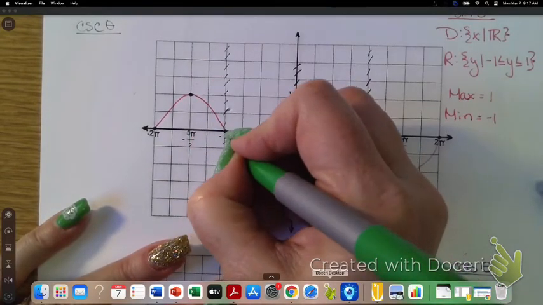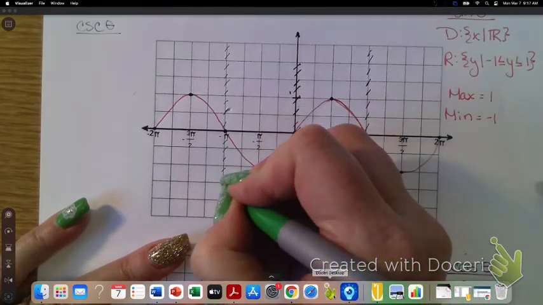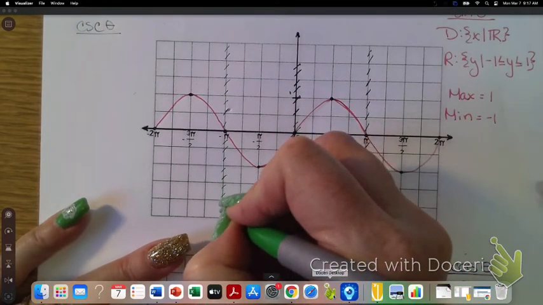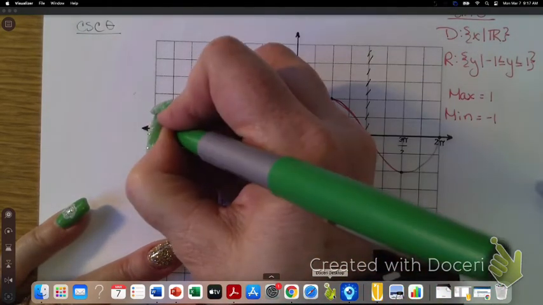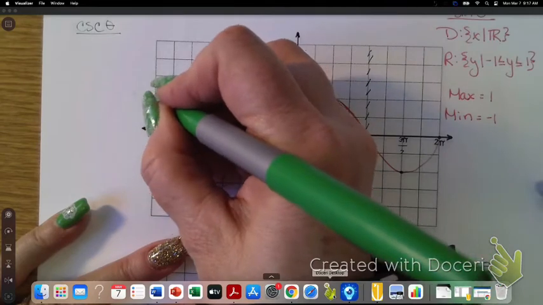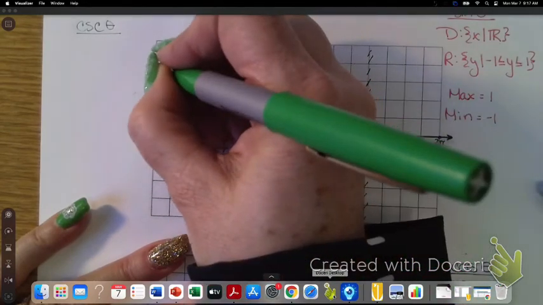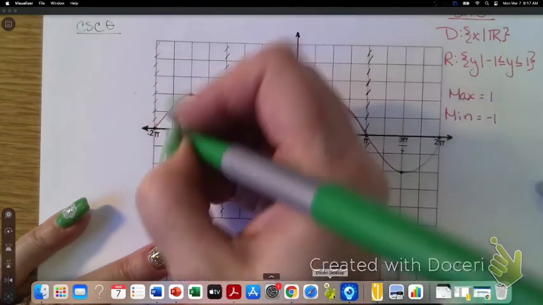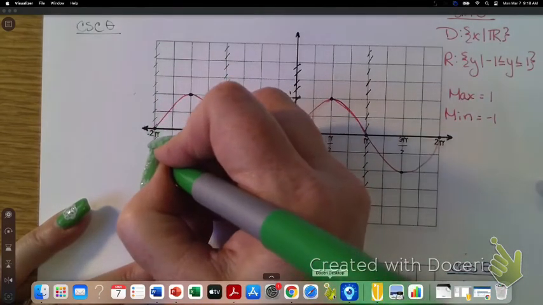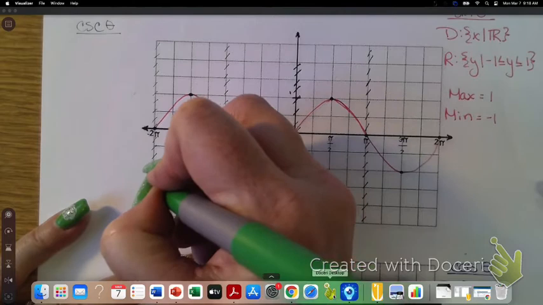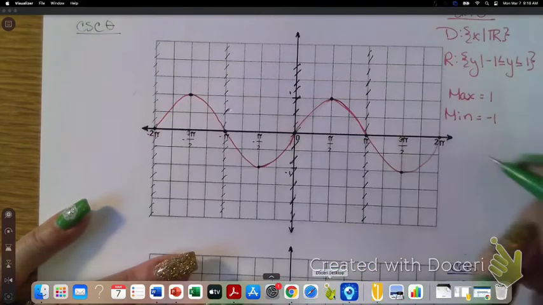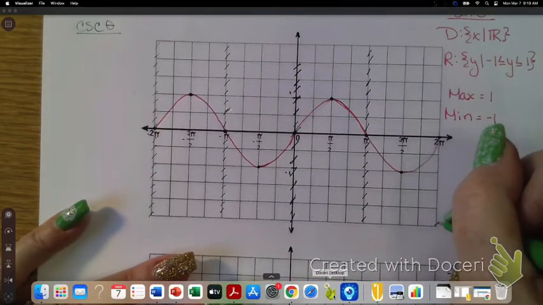Anytime sine is 0, cosecant is going to be what? Undefined. Because when you reciprocate 0, it's like 0 divided by 6. When you reciprocate 0 divided by 6, you get 6 divided by 0, which we should all know we can't divide by 0. So we have all these asymptotes, right? Yup.